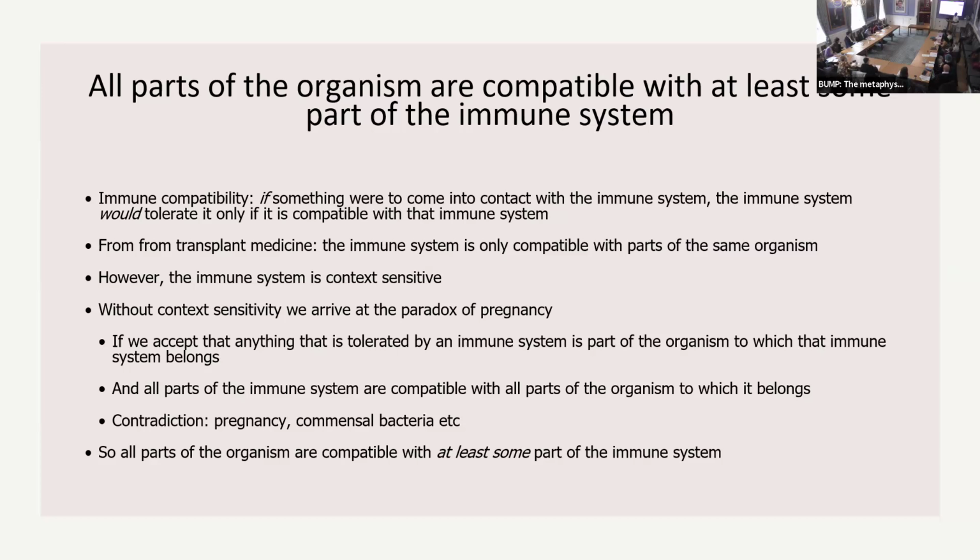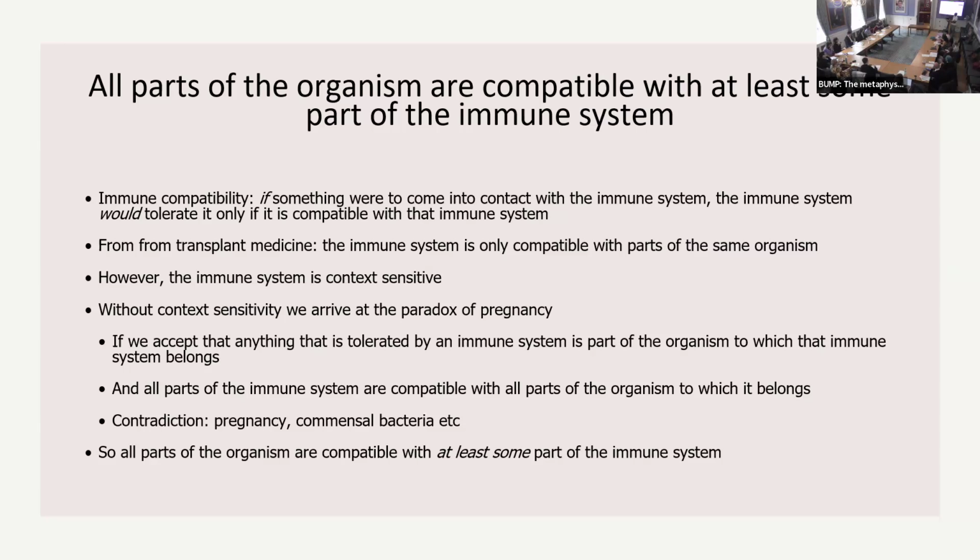The more common example is bacteria. We have lots of bacteria in our gut, and the immune system in the gut recognizes those bacteria and will tolerate them, actually facilitates them colonizing the gut, the skin, and all other interfaces with the environment. But those bacteria can't go anywhere else. If they move from the gut into the bloodstream, they will be rejected by the immune system. So the immune system is context sensitive, but it is still nevertheless the case that transplants from one organism to another are rejected. So we soften the principle by saying all parts of the organism are compatible with at least some parts of the immune system, right? If something is incompatible with all parts of the immune system, then it is safe to say that that is not part of the organism.